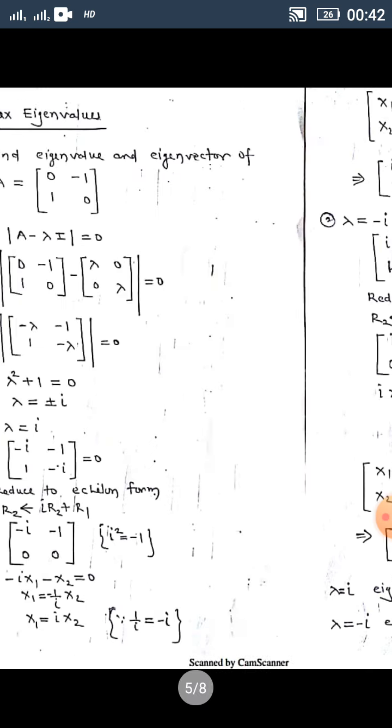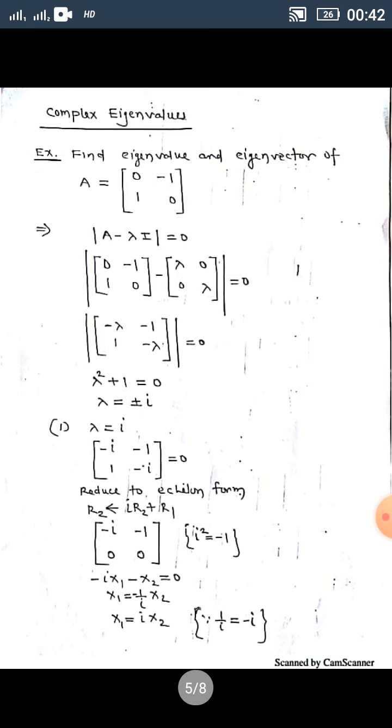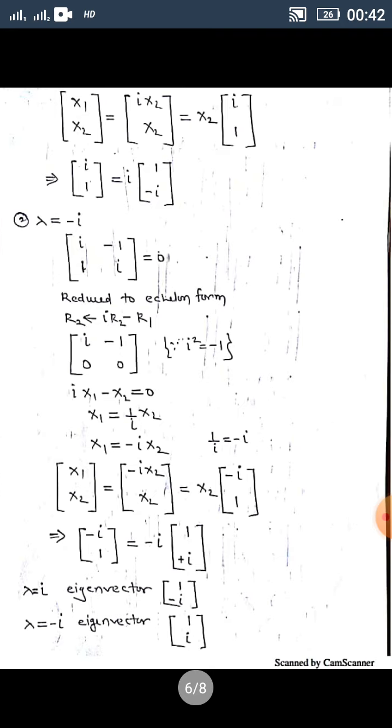Similarly, we perform lambda is equal to minus i. Again we substitute lambda is equal to minus i in the diagonal form. So [i, -1; 1, i] is equal to 0. Again the second row first element 1 has to be 0. In R2 we perform i R2 minus R1. So the matrix becomes i, minus 1; i minus i is 0, i square is minus 1, minus of minus plus 1, so that is 0.